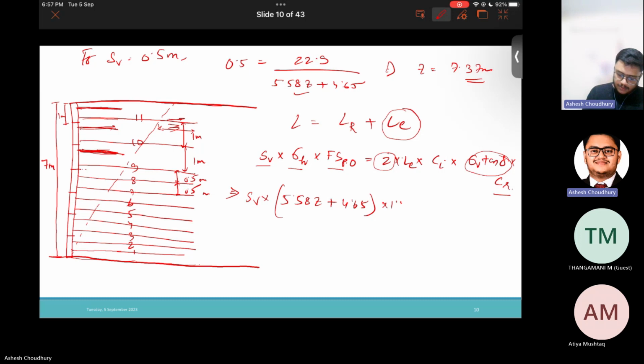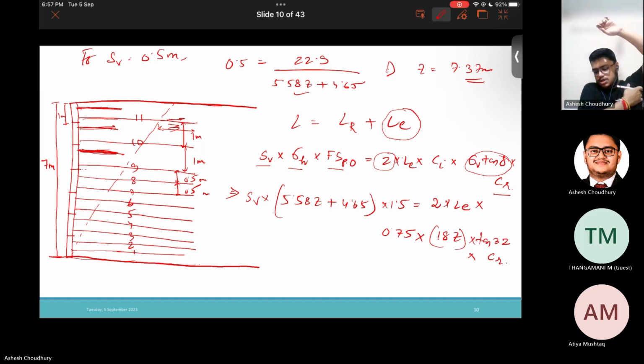FS pull out we can take as 1.5, times LE, equals 0.75 times sigma V. What is sigma V? 18 into Z, vertical pressure, 18 is the unit weight times Z, Z is the depth, times tan delta, times CR. So we are taking this delta the same as the friction angle of the soil.